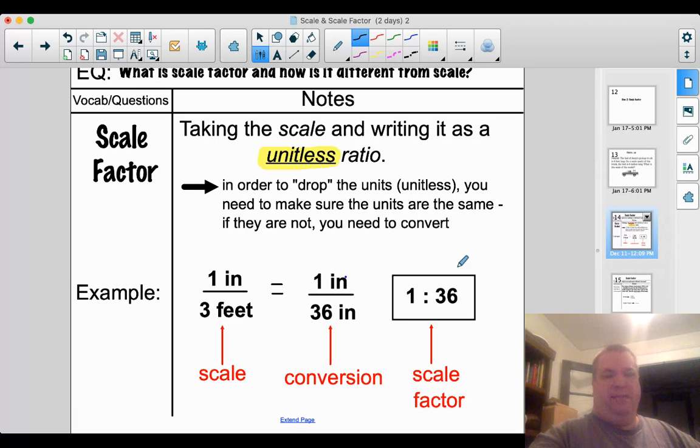What we're basically doing here is our scale factor is going to tell you how many times bigger something is in real life than it is on the scale. Is it twice as big, 3 times as big, 100 times as big? That's what we're after here.